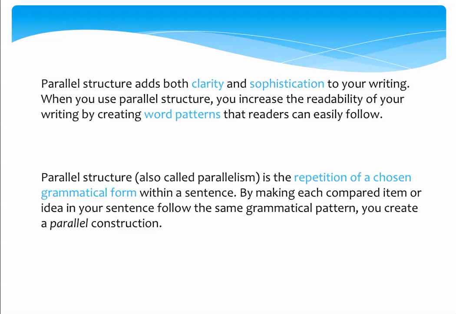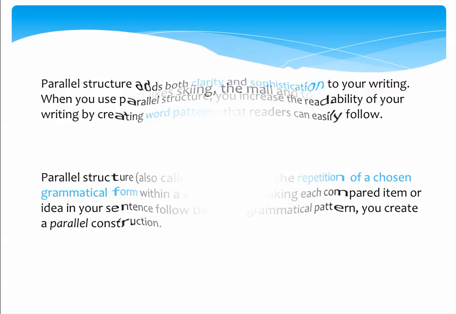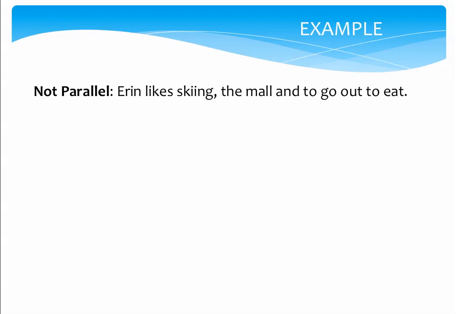Parallel structure, also called parallelism, is the repetition of a chosen grammatical form within a sentence. By making each compared item or idea in your sentence follow the same grammatical pattern, you create a parallel construction. Here's an example. This sentence is not in parallel structure. Aaron likes skiing, the mall, and to go out to eat.